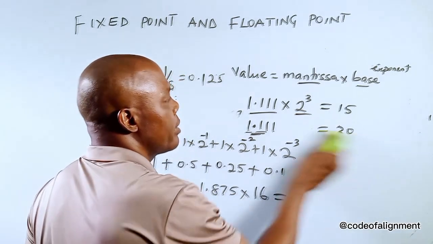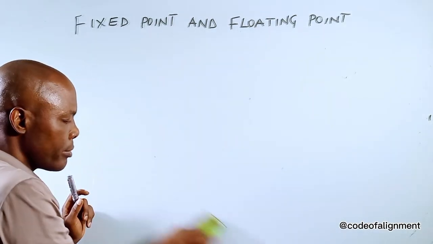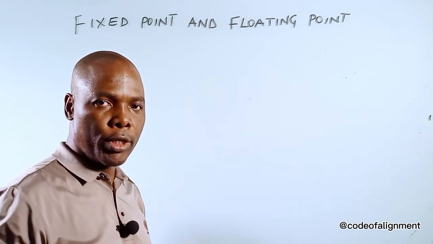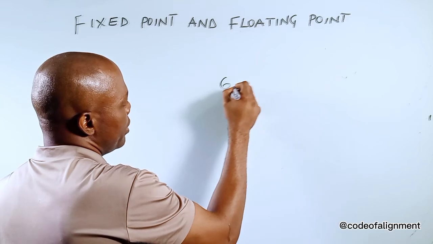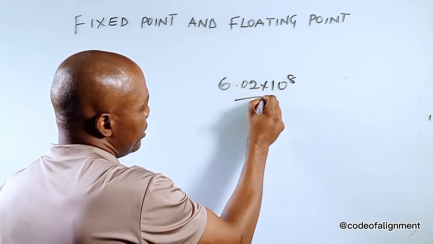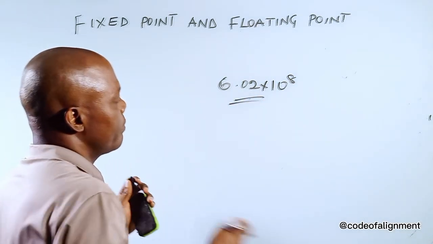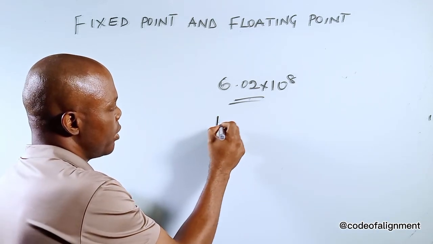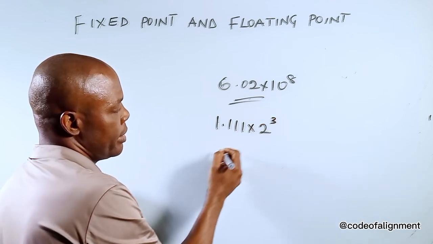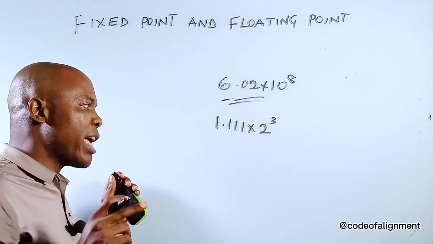So you can see that the concept of the floating point is something that was already discovered in mathematics, which is the scientific notation. Where you say 6.02 times 10 raised to the power 8, writing something like this. But in the case of binary, it is 1.111 times 2 raised to the power 3, right? So it's similar. But there's something I want you to notice.